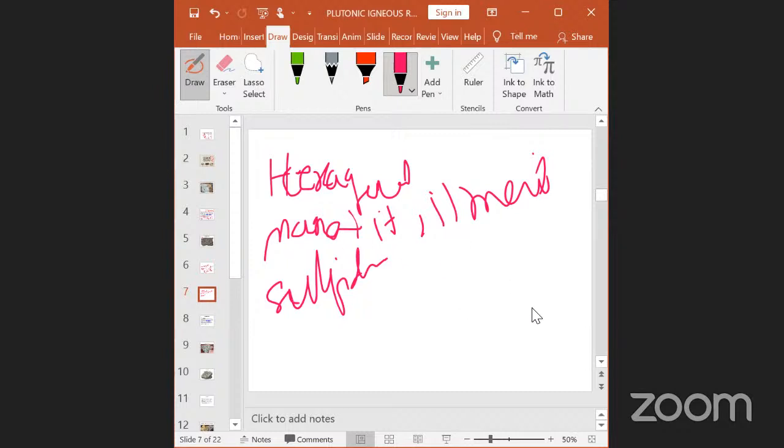So according to QAPF, what is the QAPF? It means quartz, alkali feldspars, plagioclase feldspars, and also feldspathoids, right? So that is called the QAPF diagram, right?